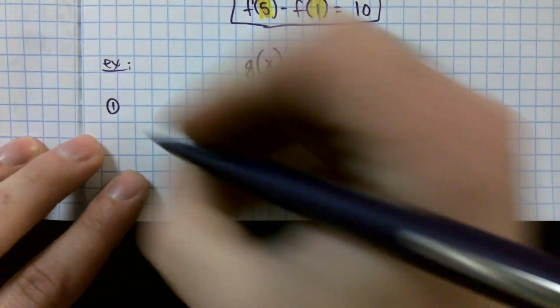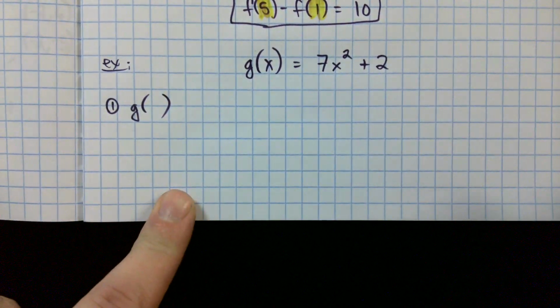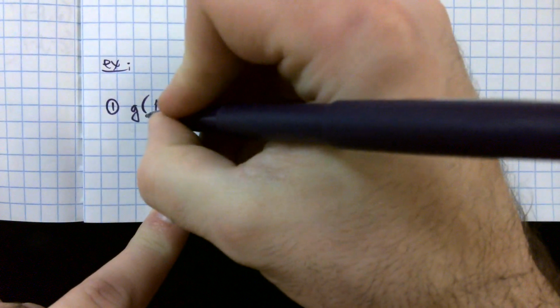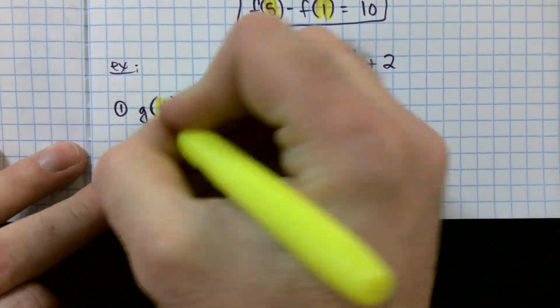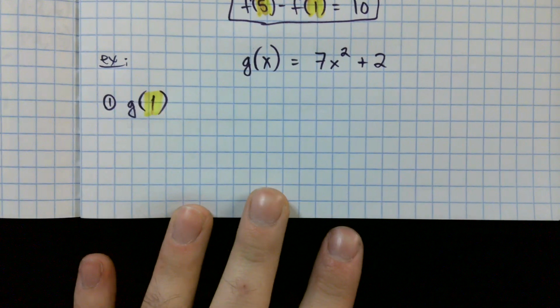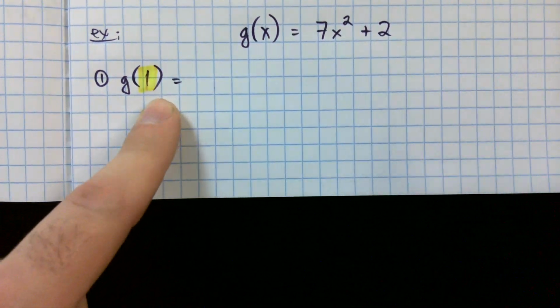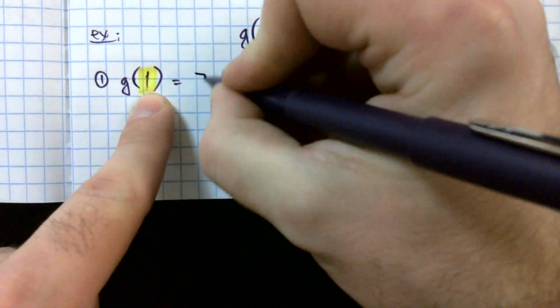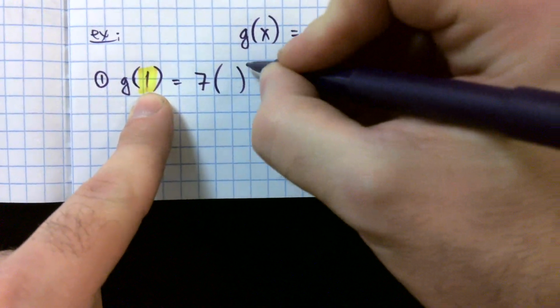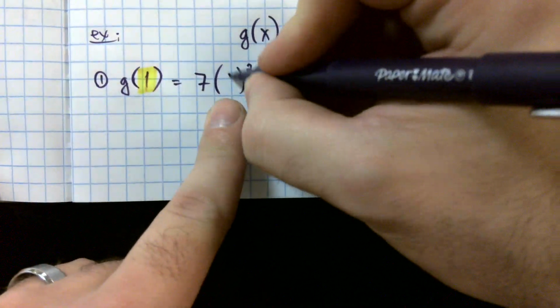Let's say we want to evaluate this function at g of t, a number from 1 through 10. 1. Okay, nice and easy. G of 1. All right? This feels like a magic trick somehow, but it's not. It's just a math trick. So, if I have g of 1, I'm going to rewrite my equation: 7 times x squared plus 2. What am I going to plug in for x? 1.